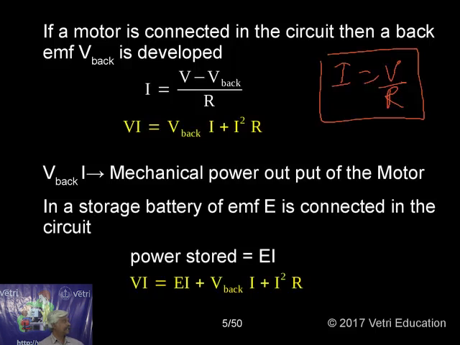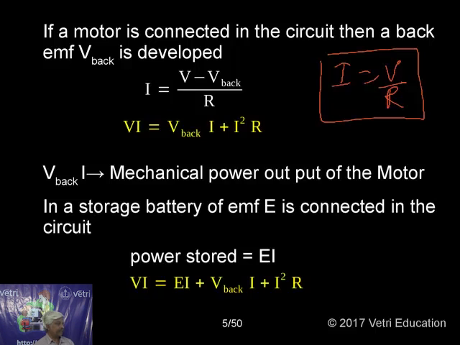Therefore, what is the energy? VIT is energy. VI is called power. Power developed is V into I. Therefore, it is V back into I plus I squared R. This is the total power. V back I is the mechanical power output of the motor. Because when the motor is connected in the circuit, the mechanical power output is V back into I.